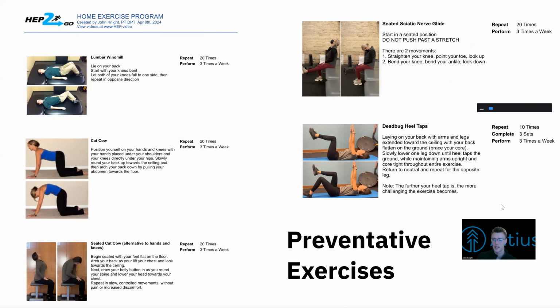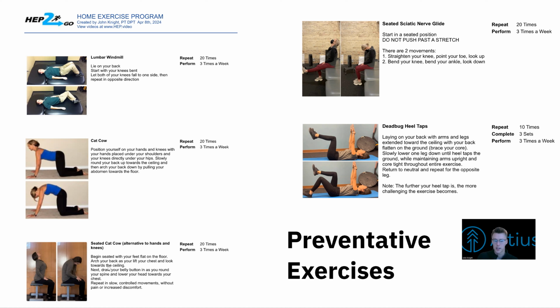Go ahead and screenshot this if you'd like. Here are a couple preventative exercises. I'll preface this with saying that everybody's built different, right? So these are kind of cookie cutter exercises for addressing radiculopathy and sciatica. This lumbar windmill here will work on some lumbar mobility and rotation and side to side. Cat-cow will work more on the flexion and the extension, so sagittal plane movement mechanics.